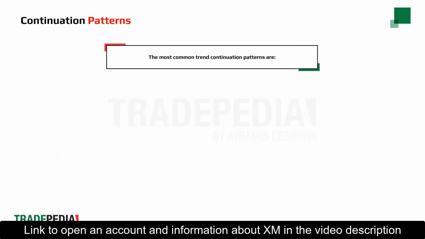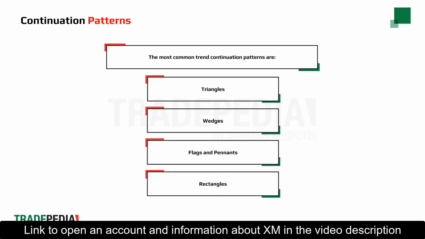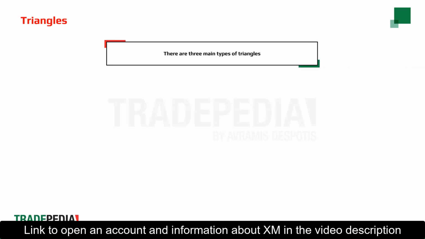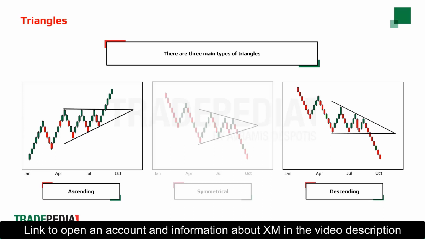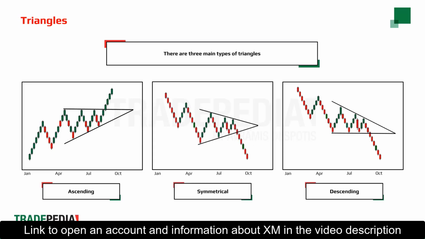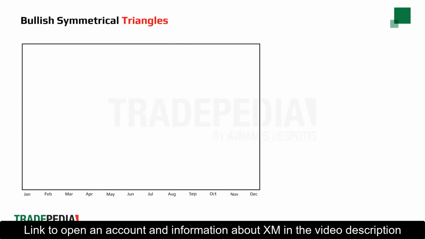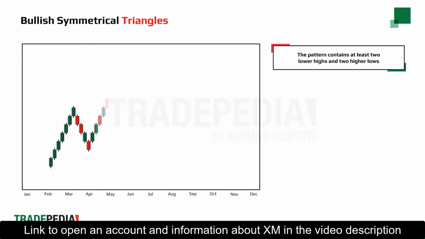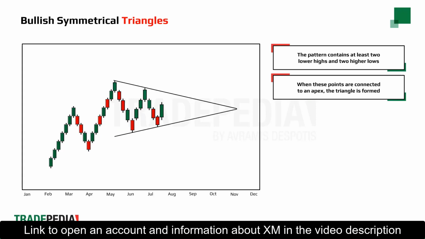The most common trend continuation patterns are triangles, wedges, flags and pennants, and rectangles. There are three main types of triangles: ascending, descending, and the symmetrical triangle, which can be both bearish and bullish. In the case of bullish triangles, the pattern contains at least two lower highs and two higher lows. When these points are connected to an apex, the triangle is formed.